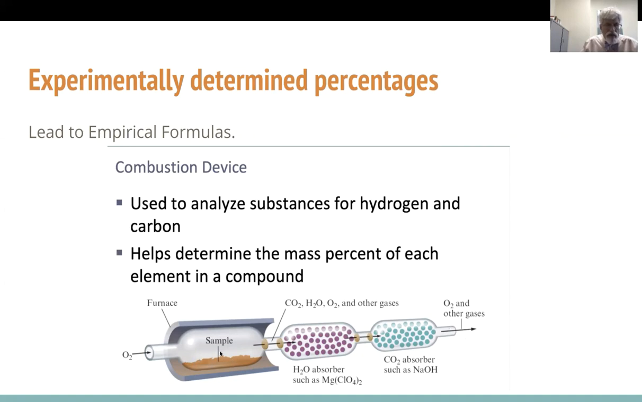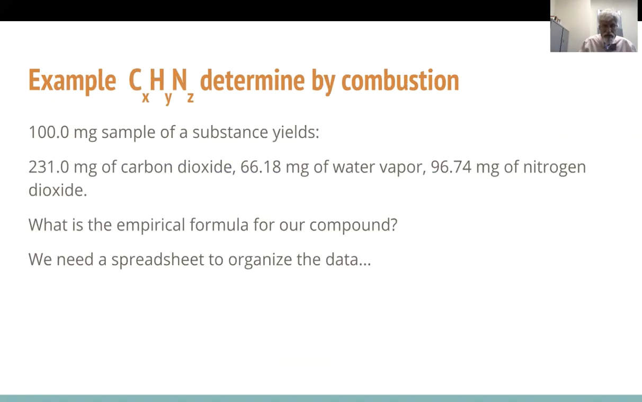So we need to know the mass of our sample. We will never be given the mass of oxygen that's actually combined with our sample. We will be given then the mass of water that forms, the mass of carbon dioxide. We'll have to make some assumptions about other elements that might have been present in our sample, but we can do an example to illustrate what we're talking about here.